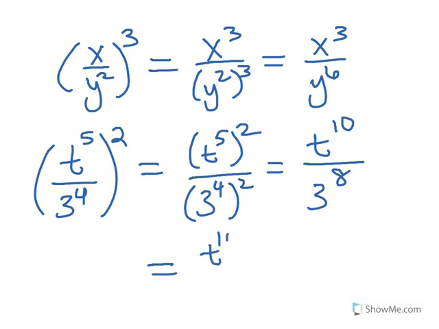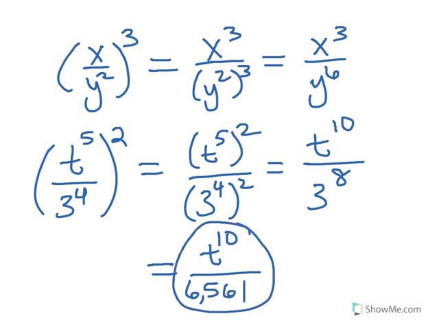Now, t to the 10th, not much can be done with it. But 3 to the 8th is 6,561. And that's the answer. Notice each time we simply apply the power to both the numerator and to the denominator. In a couple of cases here, we've had to use other powers to finish the job. That will be more and more commonplace, and we're going to learn a lot more things to do with exponents before this course is over.